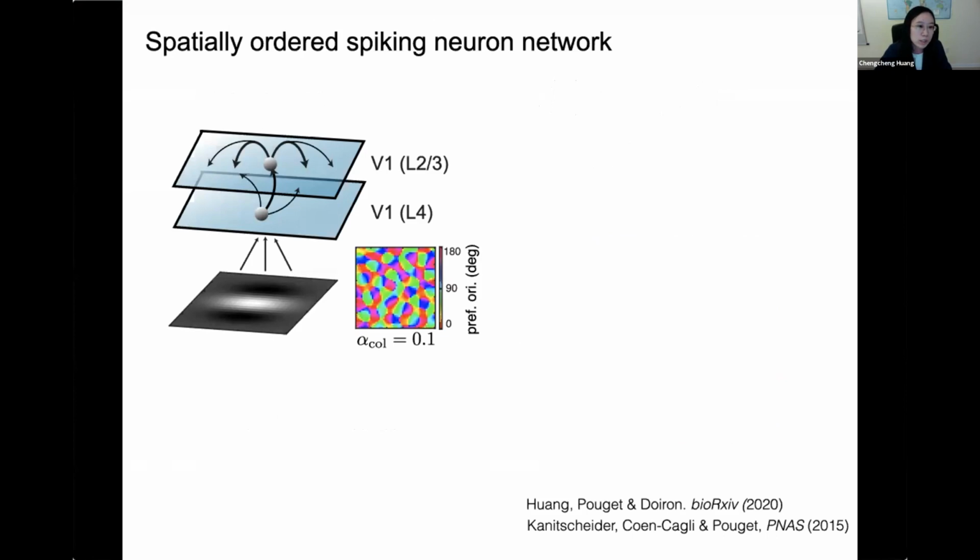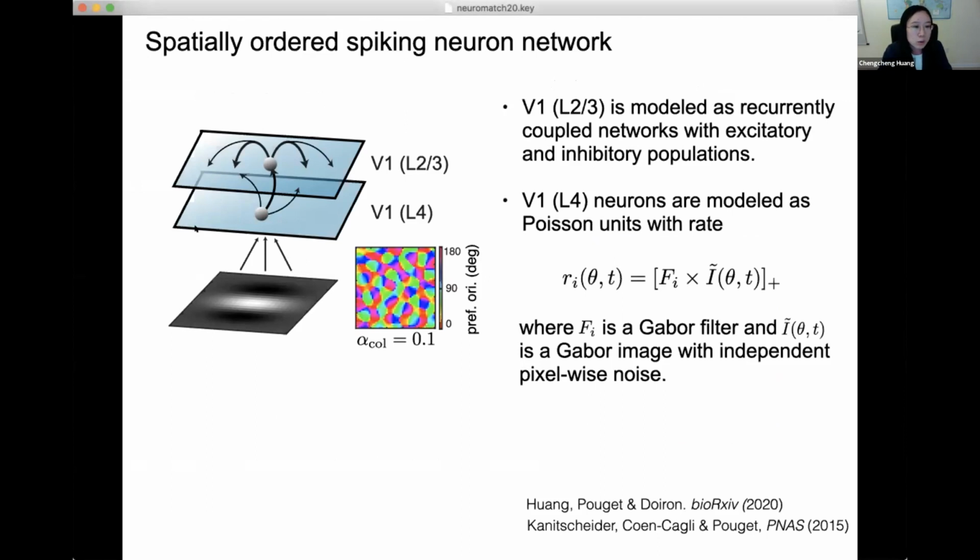Specifically, we study a two-layer network. For the first layer, the neurons are modeled as Poisson units with Gabor filters, and that gives them orientation selectivity. The orientation preferences are arranged according to a pinwheel map. The second layer is modeled as a recurrent network of excitatory and inhibitory neurons. The connectivities have spatial ordering, meaning that the connection probability between a pair of neurons decreases with distance.